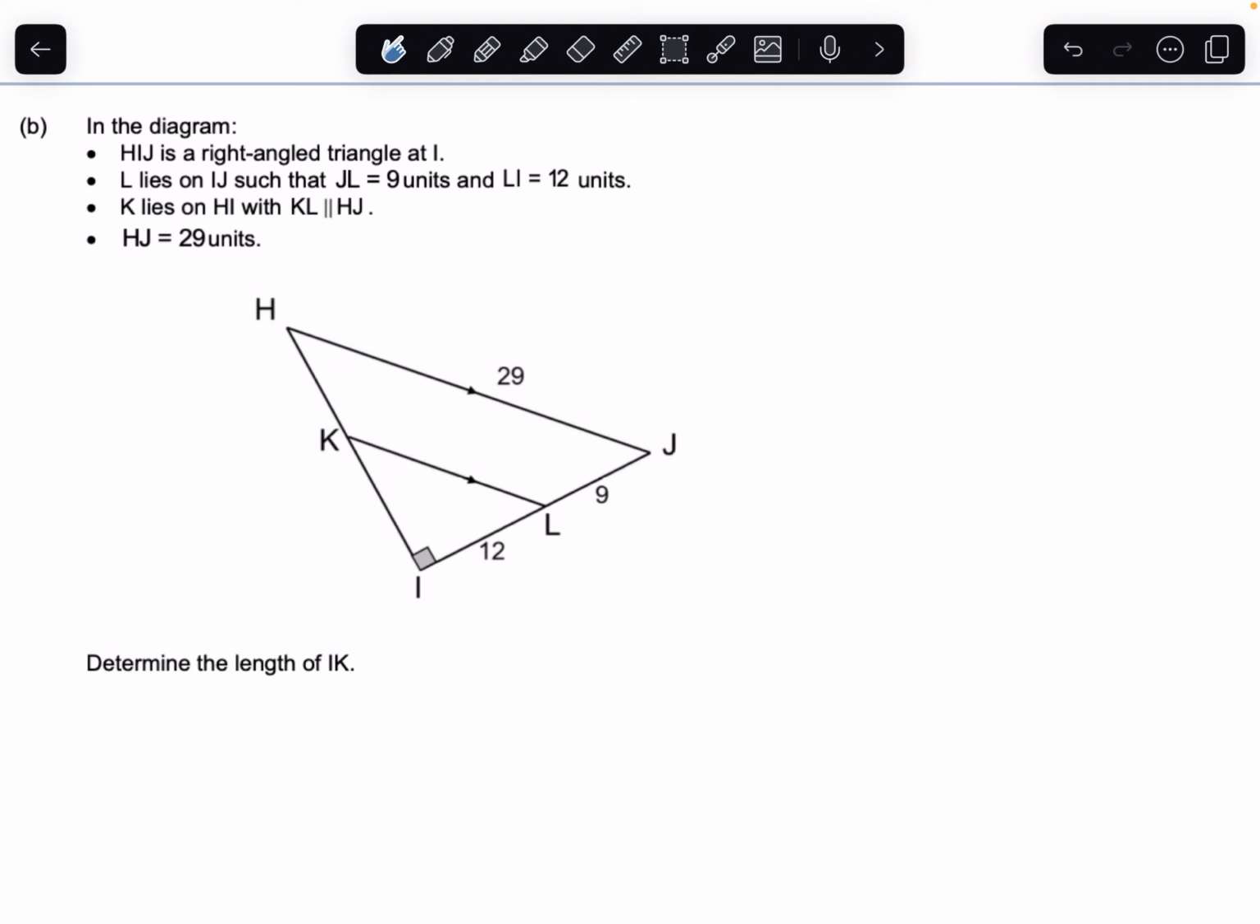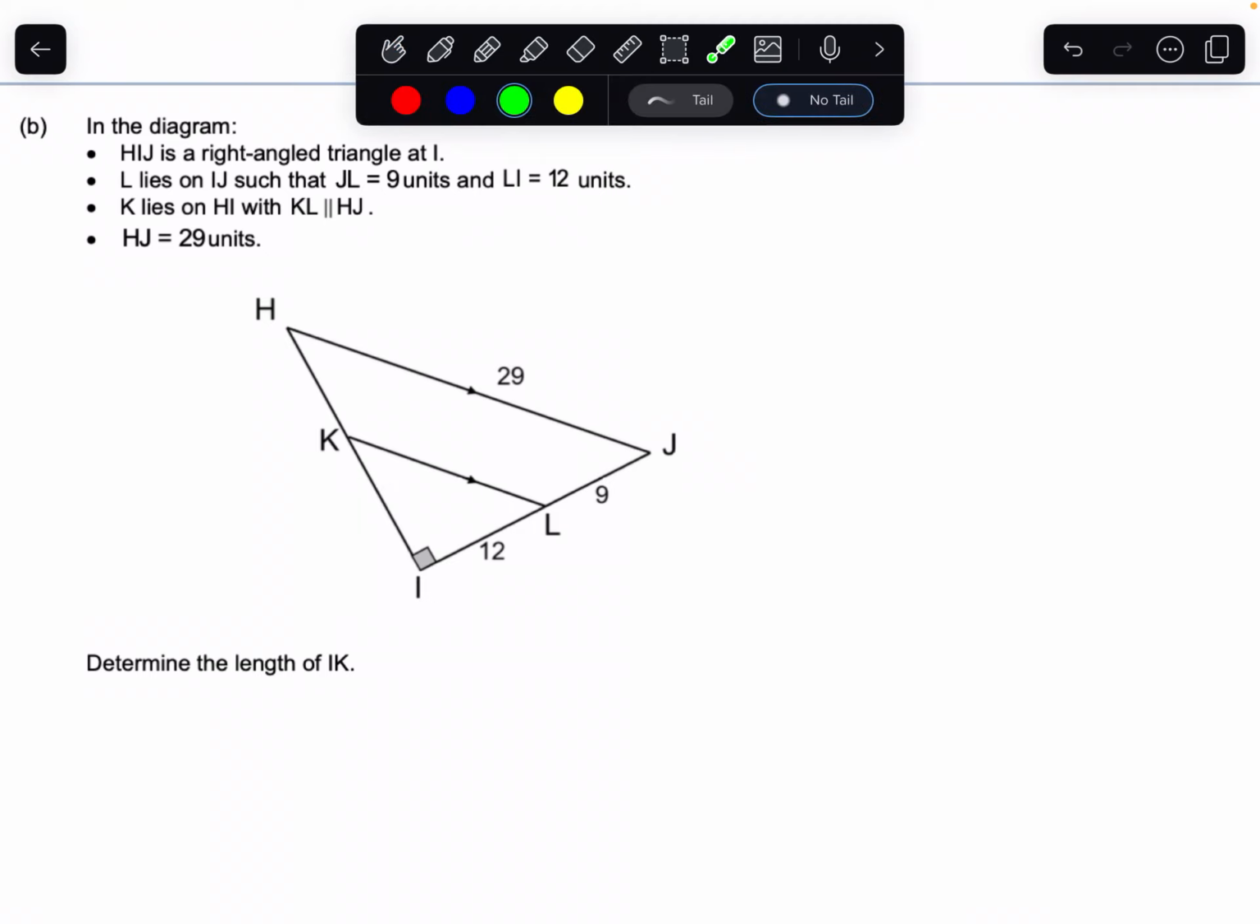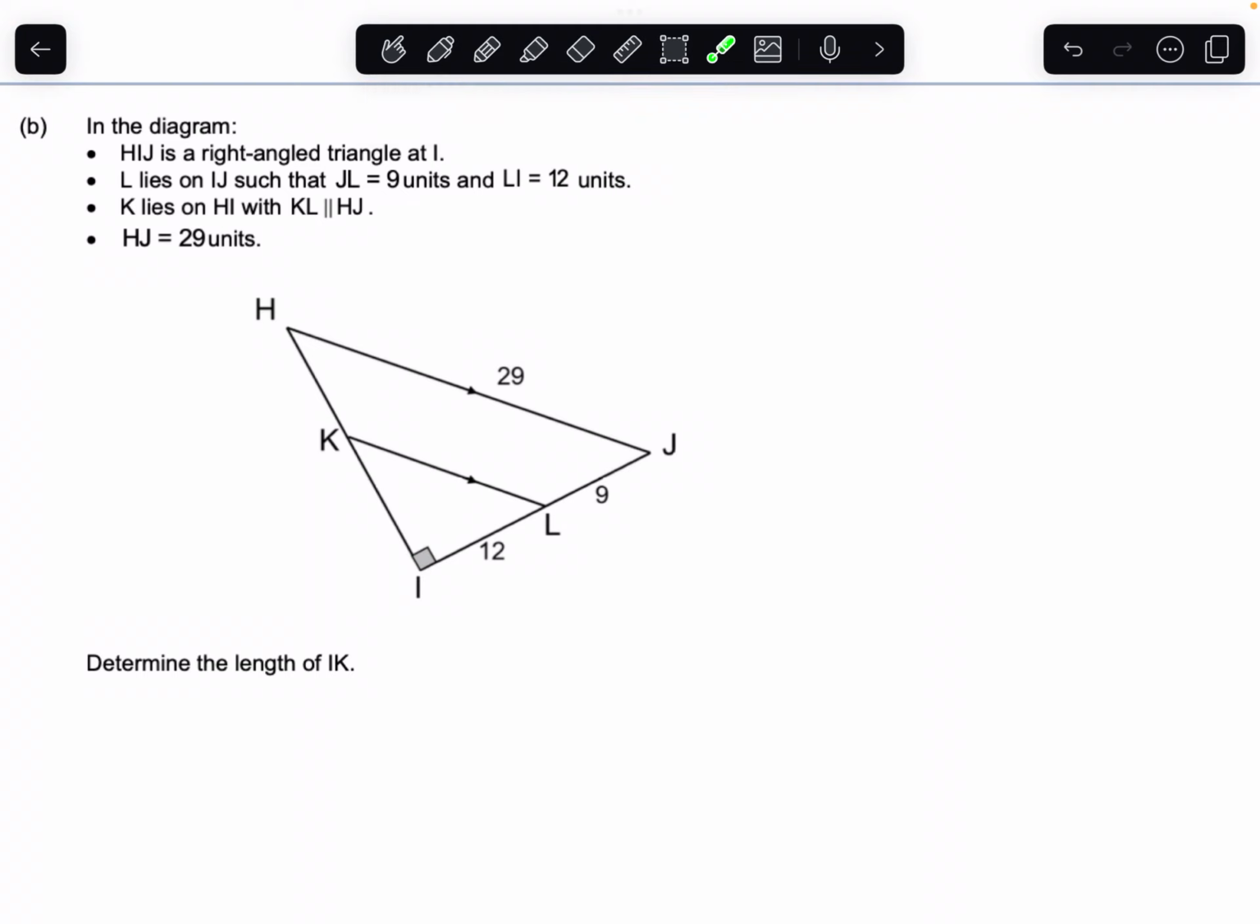It says, in the diagram, HIJ is a right angle triangle at I. Okay, and that's indicated for us over here. L lies on IJ, such that JL is 9 units and LI is 12 units. K lies on HI with KL parallel to HJ. Nice. And then we're told HJ is 29 units long. Determine the length of IK.